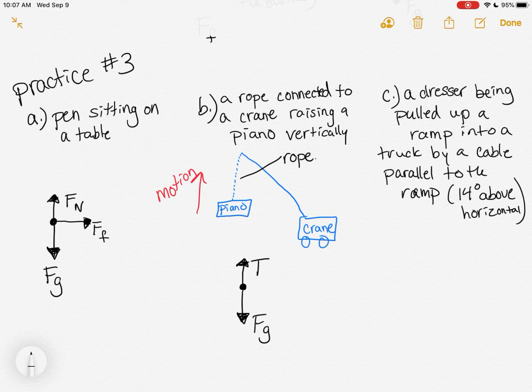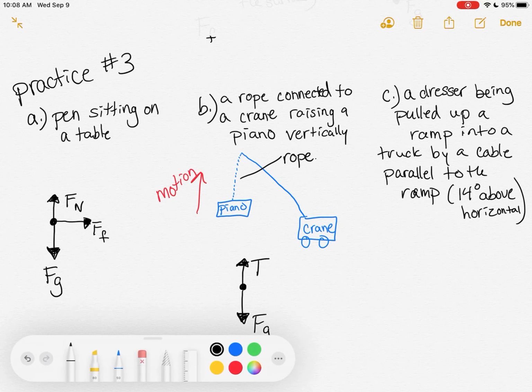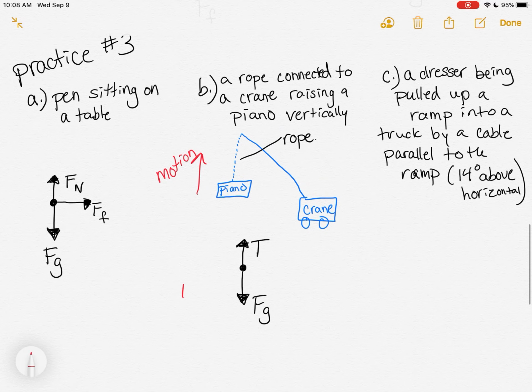Okay, and so it's actually a tension force and not an applied force because we're dealing with rope. And so anything that can be stretched or compressed like rope is going to have tension forces rather than just a straight applied force. All right, and then we're also going to include our motion.